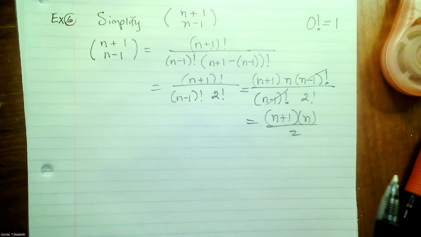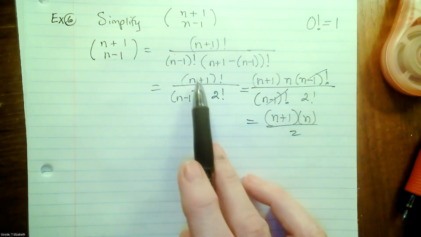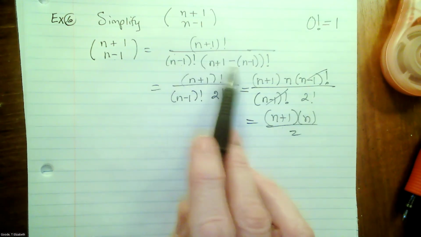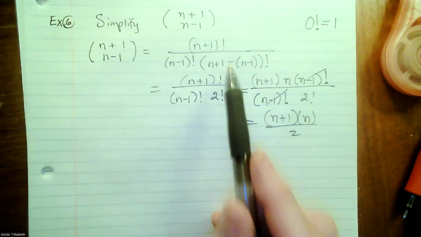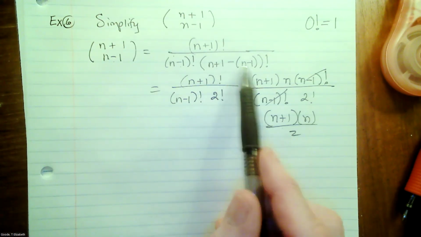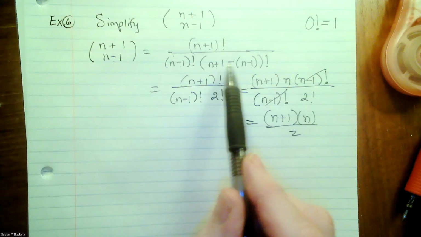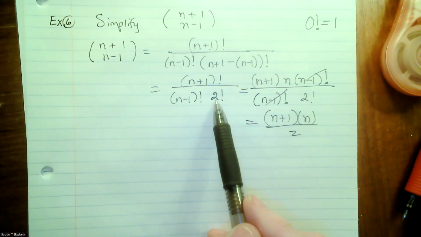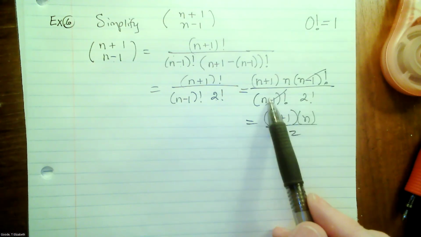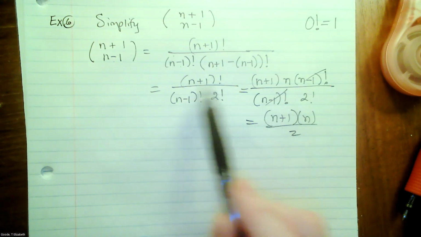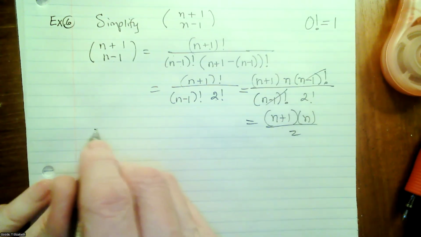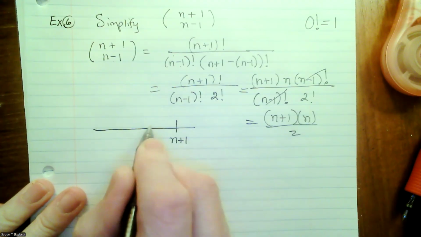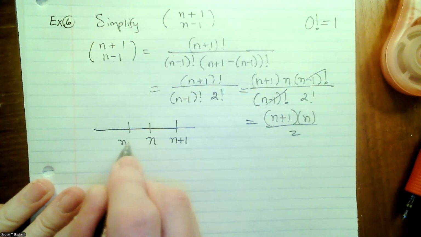So starting up, we have n plus 1 factorial over n minus 1 factorial times n plus 1 minus n minus 1 factorial, but the n's cancel each other out, and then the negative times the negative turns into a positive, so it's really just 1 plus 1. So 2 factorial, and then we still have the n minus 1 factorial, but on the top, n plus 1 factorial is really n plus 1 times n times n minus 1 factorial. Because n plus 1 is here, the integer right before is there, the integer right before that is n minus 1, right?